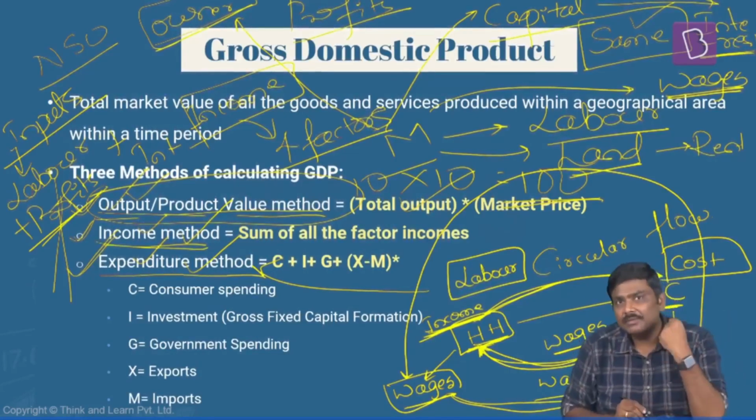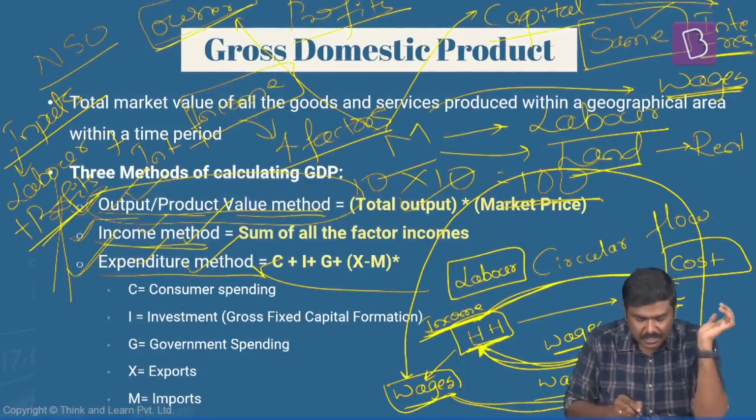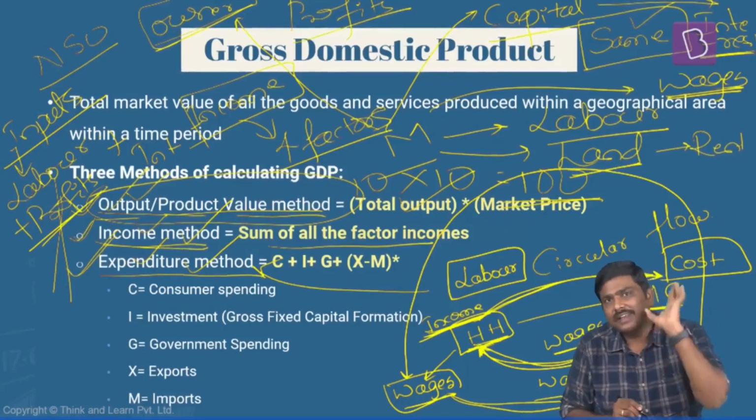And the second one is the income method. I've given a simple statement there: sum of all the factor incomes.